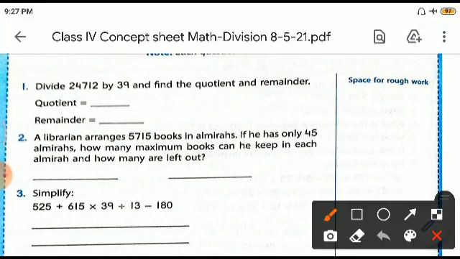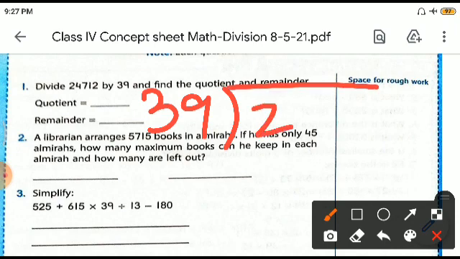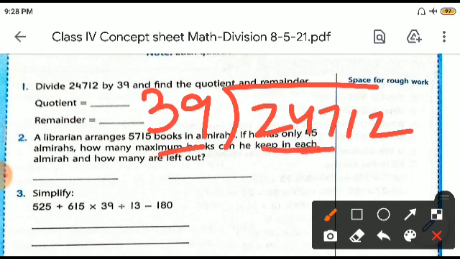Here we will be using the long division method. See how we will be using it, you all know. We will be writing 39 here and write 24712 by that, right? Now see, we will be taking two numbers because 39 is a double digit number. 24, now 24 is less than 39, so we will add 7 also. Now it becomes 247.